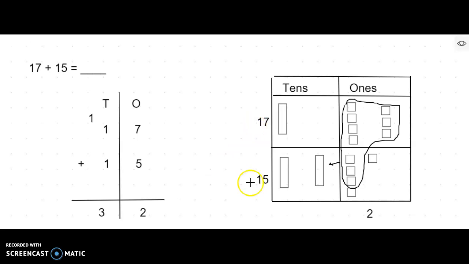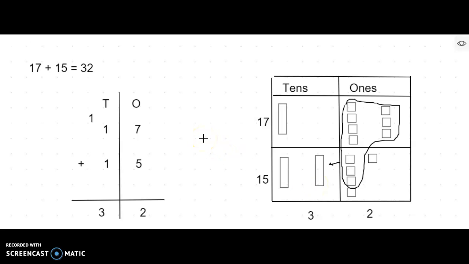So when I added 17 and 15 together, I got 3 tens and 2 ones. What number is 3 tens and 2 ones? Yeah, 32 is 3 tens and 2 ones. 17 plus 15 equals 32. And what we did different this time is I had to regroup. I had more than 10 ones. So I had to take my 10 ones and make them into a group of 10 so it was a little easier to add everything together.